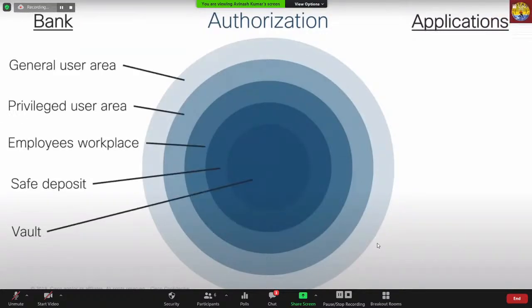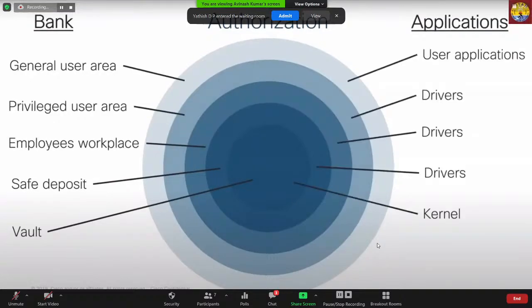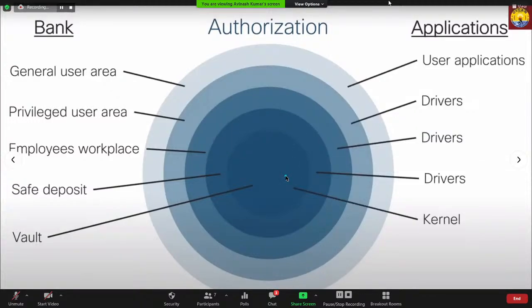Earlier, I took the example of a bank. It is very rare that people physically go to a bank these days. But if you are one of those who go to a bank, you would know there are different areas in the bank. In the same way, your applications work like a bank operates. There is a general user area open for everyone. Privileged user areas, like for special customers, or an employee workplace where a customer cannot enter but only the employees can. And we have safe deposits, right? So we have a vault, which is the most secure.